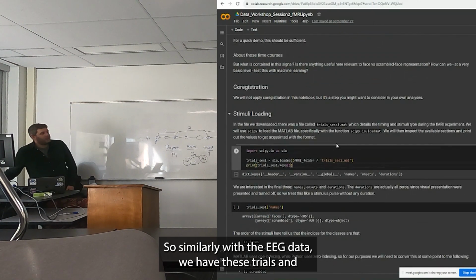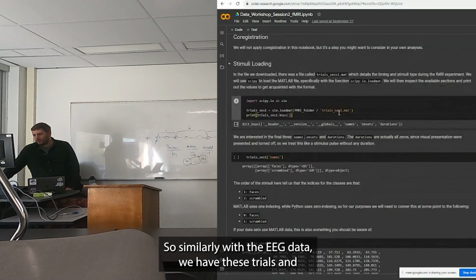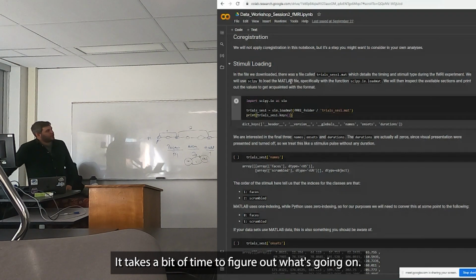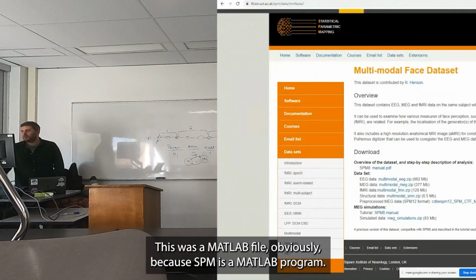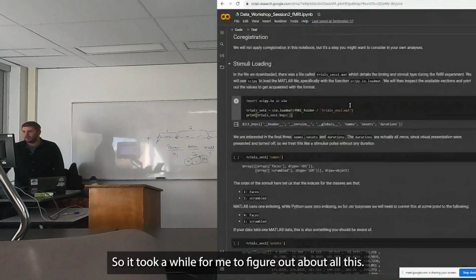So similarly with the EEG data, we have these trials. It takes a little bit of time to figure out what's going on, so you have to load them. This was in a MATLAB file, obviously because SPM is a MATLAB program, so it took a little while for me to figure out how to convert all of this.